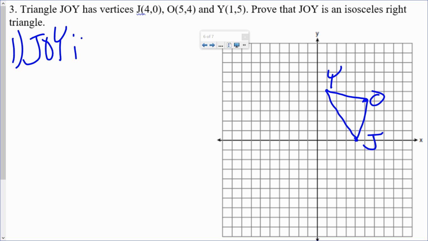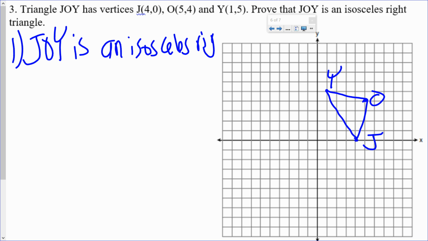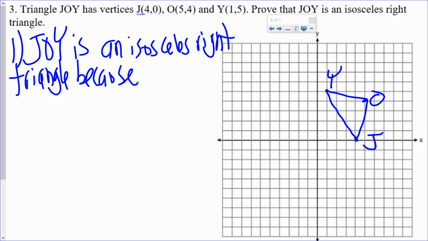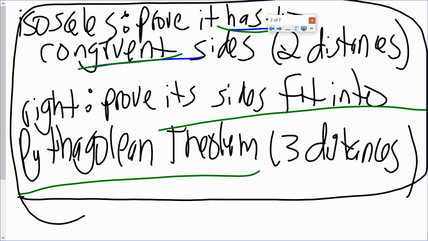So JOY is an isosceles right triangle because... I want you to take about 20 seconds and finish that sentence. And as a hint, you're going to be looking at this page in order to do that.